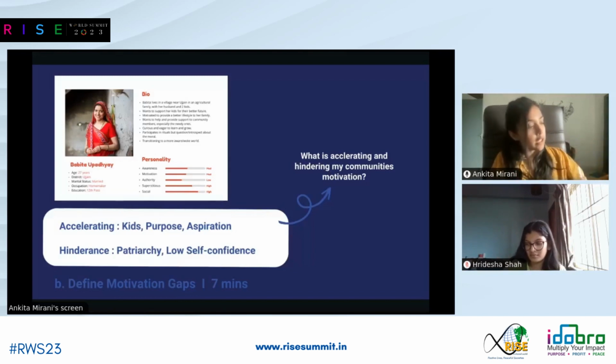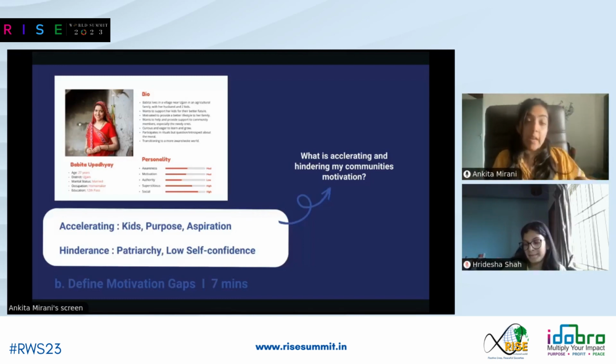So, in terms of acceleration, we realized A, it was majorly their kids. B, it was something purpose driven where they actually wanted to be able to make a difference. Or three, it was related to personal aspirations like I want to be in a certain position or I want to be able to have a monthly income of so and so amount in the next 1 year, in the next 2 years. Secondly, you also look at it from the perspective of what is really hindering my community's motivation. So what is coming in the way for my community to be able to achieve the goals or to even participate in the goal that we've set?